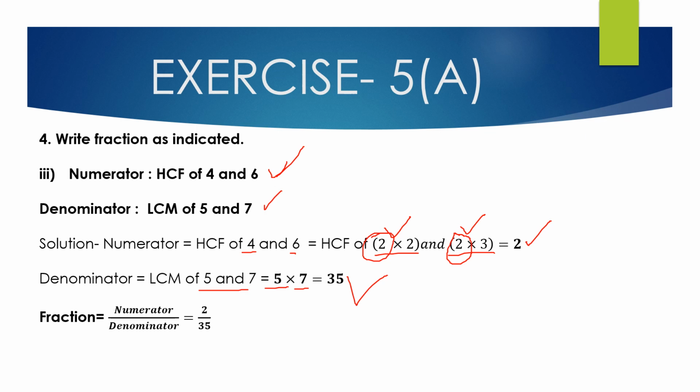So we get numerator is 2 and denominator is 35. We know fraction is numerator divided by denominator. So the numerator is 2 and the denominator is 35, so the fraction will be 2 divided by 35. 2 is the numerator and 35 is the denominator.